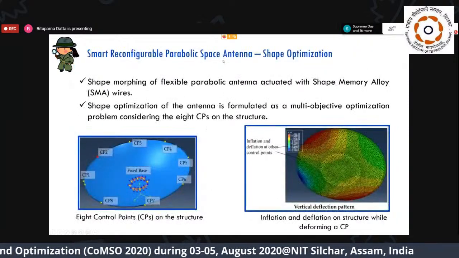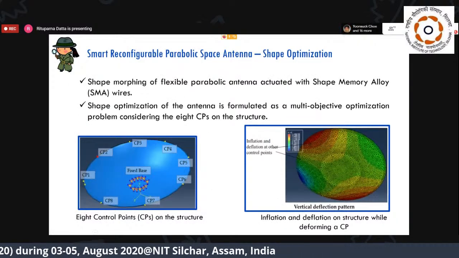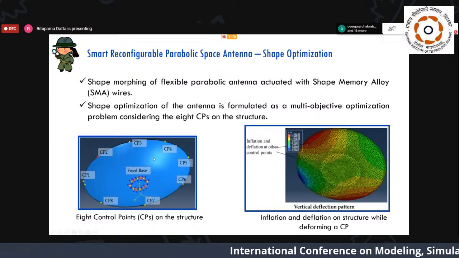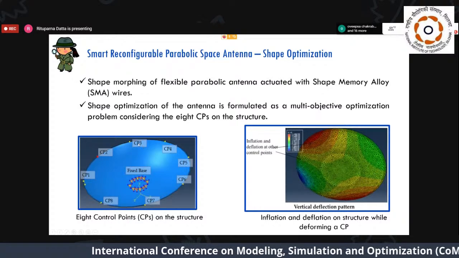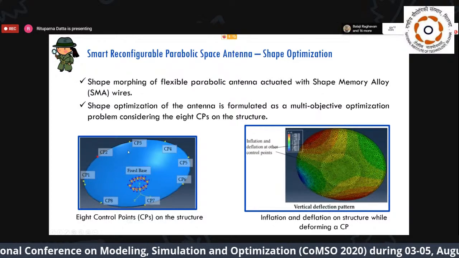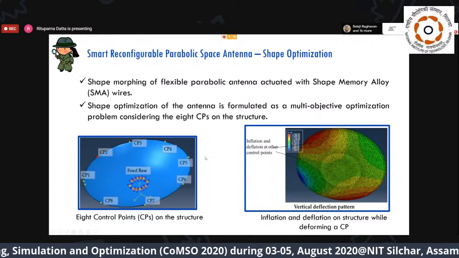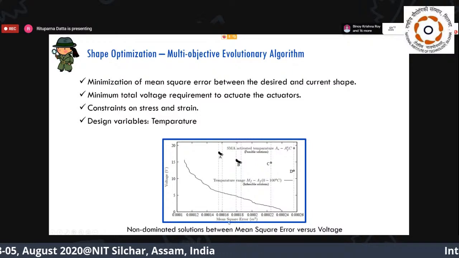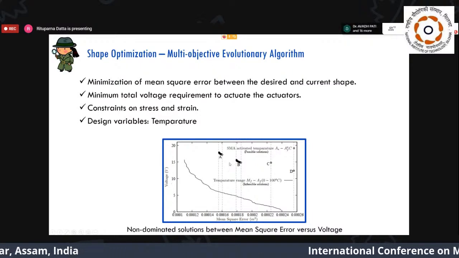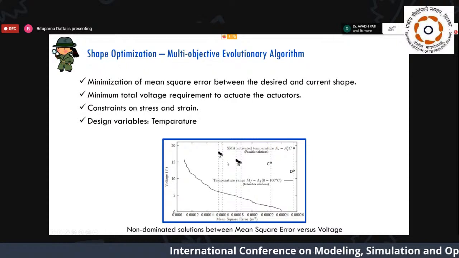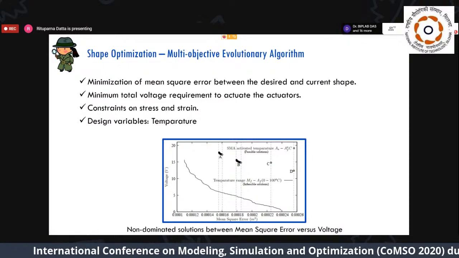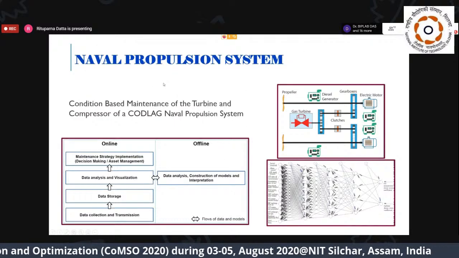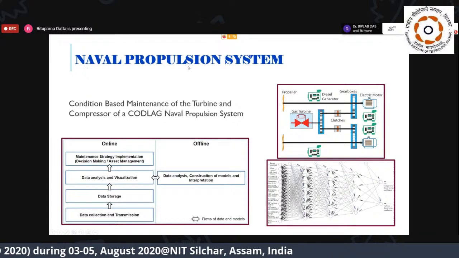And then this is one of the works we have done with ISRO for a parabolic space antenna. Here we have done shape optimization for different control points with a shape memory alloy actuator. And here we have two different objective functions. One is the mean square error and another is the voltage. And basically we are interested to know what the temperature of the shape memory alloy is in the austenite and martensite phase.